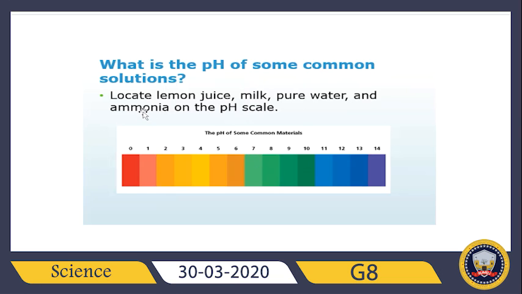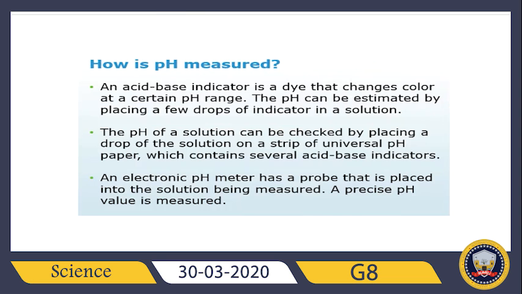Okay, what about ammonia? Ammonia, we say, is a kind of base solution, and it has a pH value equal to 12, so ammonia will be exactly right here. Okay, so now how is pH measured?